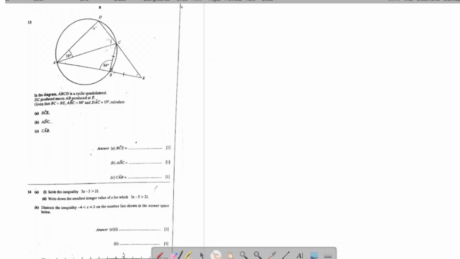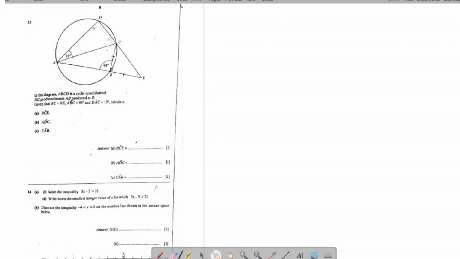So this question is saying, in the diagram ABCD is a circle quadrilateral. DC produced meets AB produced at E. Given that BC is equal to BE and angle ABC is equal to 84 and angle DAC is equal to 19, calculate BCE. So the best way to solve circle geometry is to treat it like a puzzle. So we have to fill in all the missing angles.